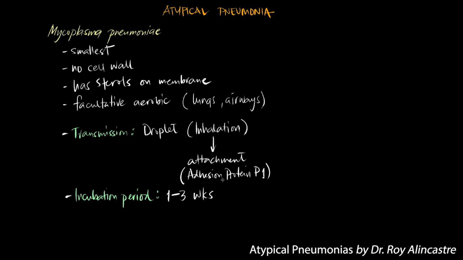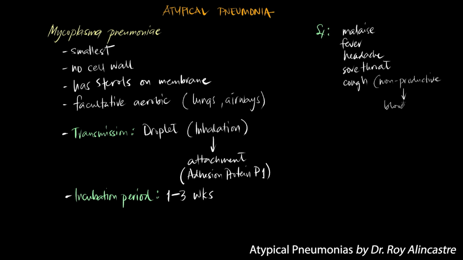Illness usually begins and progresses gradually with malaise, fever, headache, sore throat, and cough, which is initially non productive, but later it may be blood streaked and may present with chest pain. But that is later. Mycoplasmal pneumonia is generally a mild disease.